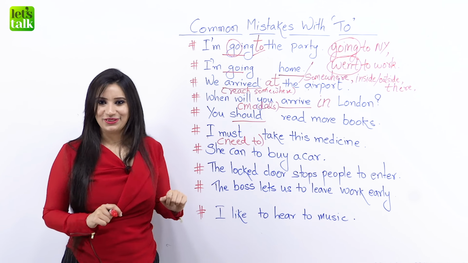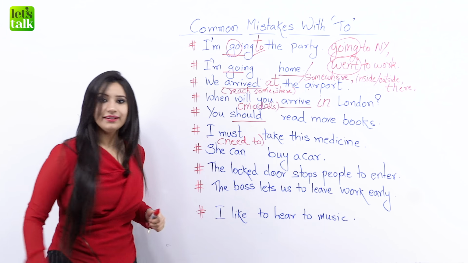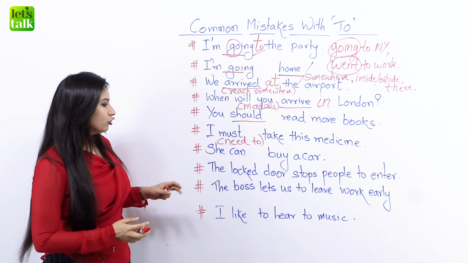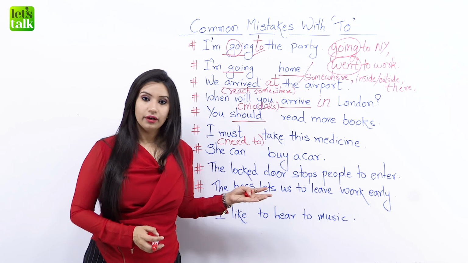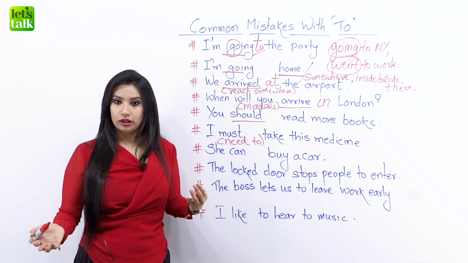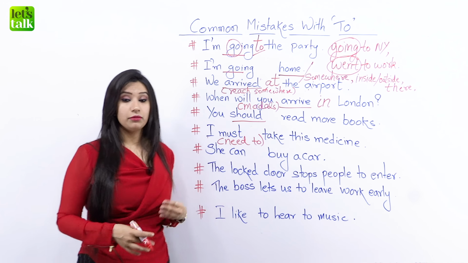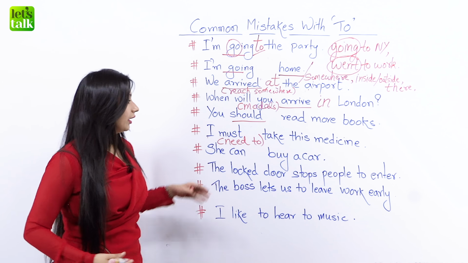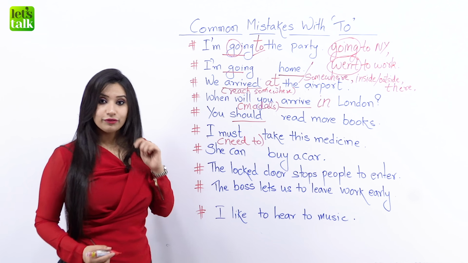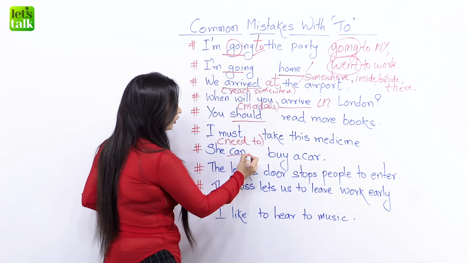She can to buy a car. Again, since you have understood the rule, you will know that we don't need to add to here because can is a modal verb which talks about ability. So you should say she can buy a car, which means that she has the ability to buy a car, okay? Means she may have that much money that she can buy a car. Now we can add to this sentence also, but for that we need to change the modal verb can.